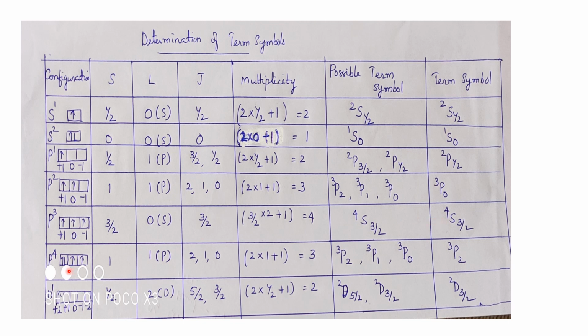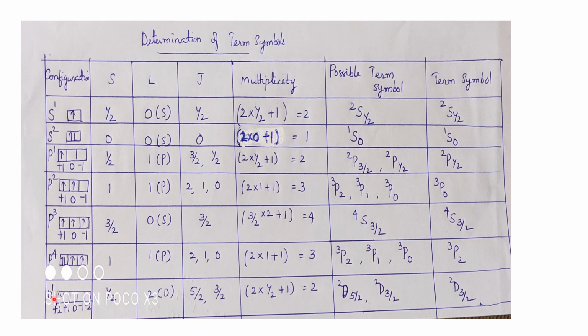p4 configuration, that is there are 4 electrons in the p sublevel. The S value is half, these two only contribute, half plus half is 1. L value is also, this is 0 and this is 1. J value is 2, 1, 0. Multiplicity is 2S plus 1, that is 2 into 1 plus 1 is 3. Possible term symbols are 3p2, 3p1, 3p0. Since this p sublevel is more than half filled, the term symbol is 3p2.